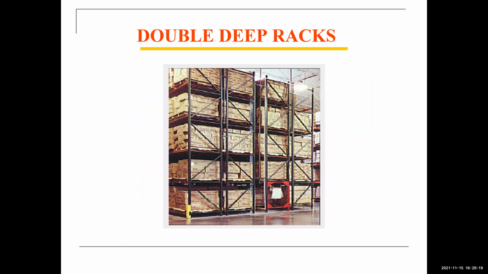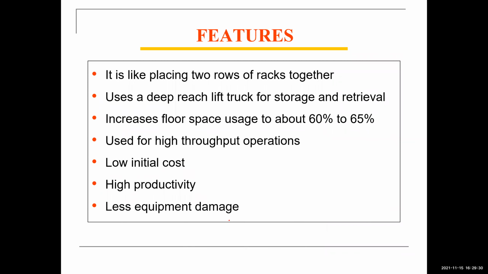Double deep racks, same idea. You want to use as much space as possible. So it's like placing two rows of racks together. It uses a deep reach lift truck for storage and retrieval, and increases floor space usage to about 60 to 65%. Used for high throughput operations, low initial cost, high productivity, and less equipment damage.